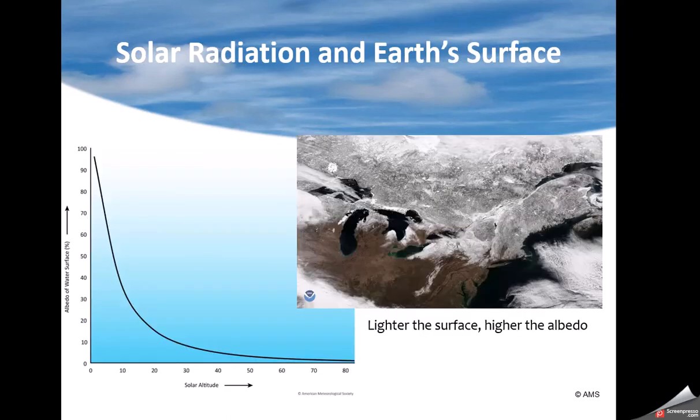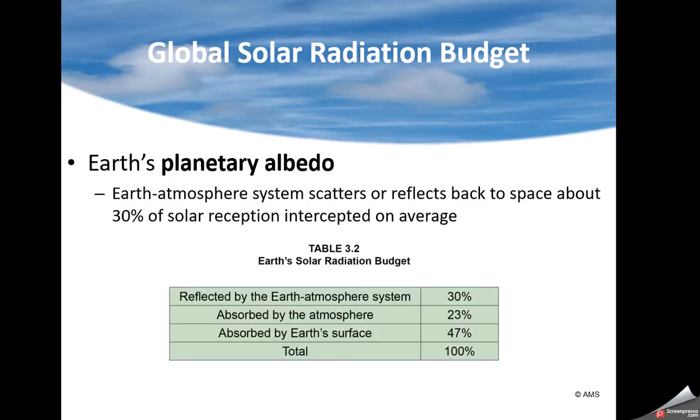And here is just an example of that albedo and that snow. So here is what we call the planetary albedo. Roughly 30% of the Earth's atmosphere system is reflected back into space. Another 23% is absorbed by the atmosphere, and another 47% is absorbed by the Earth.